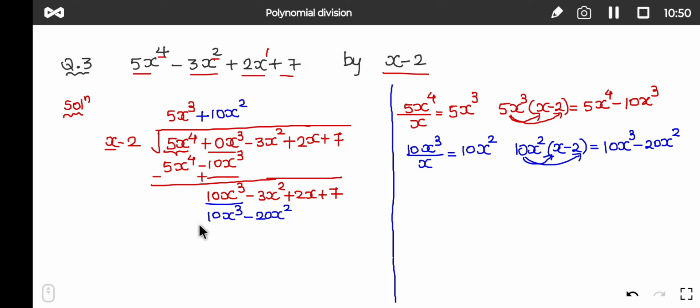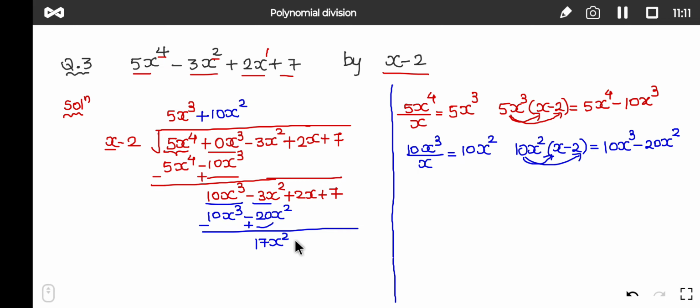So change the sign, minus, this become plus. First term will get cancelled, then minus 3x square plus 20x square. Okay, so one is minus, one is plus, so we have to do subtraction. So 20 minus 3, which is 17x square, and sign of the greater number, so 20 is bigger number, sign is plus, plus. Remaining term as it is, plus 2x plus 7.